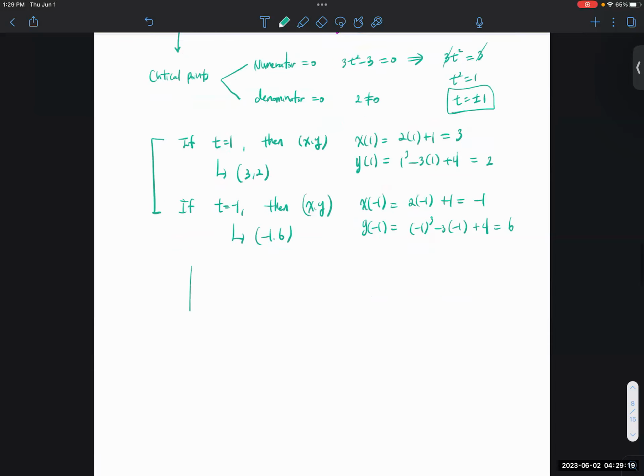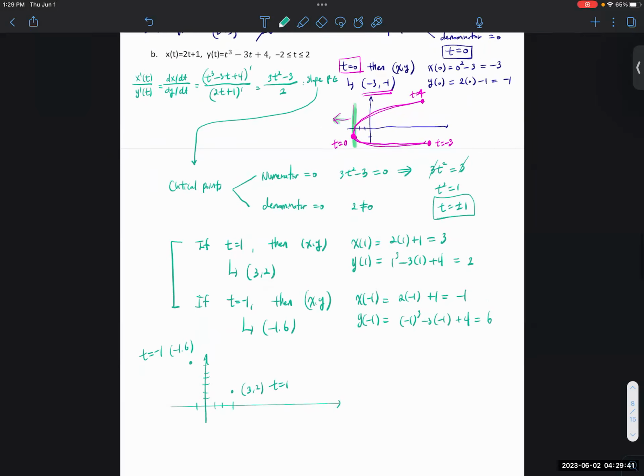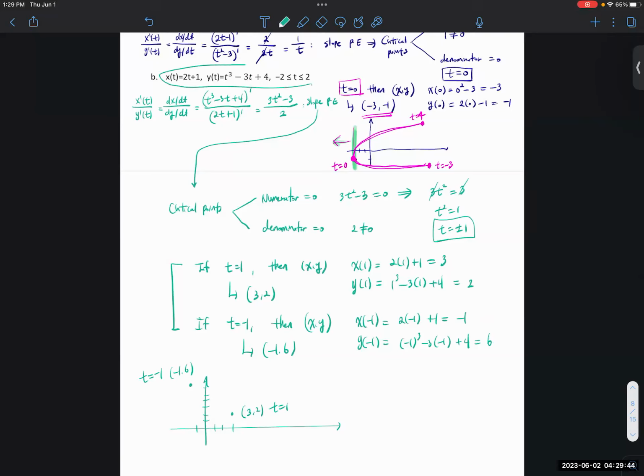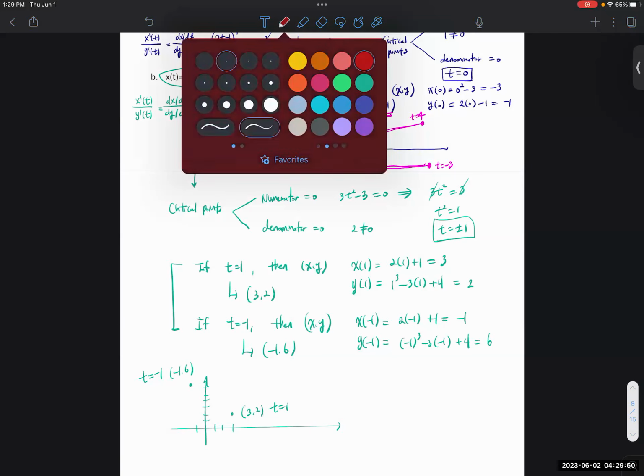So let me graph it. So we have 1, 2, 3, 2 here. This is 3, 2 when t equals 1. And negative 1, then 1, 2, 3, 4, 5, 6 right there. So this is 6, t equals negative 1. And actually, if you create this equation, you're going to create a table and graph it, you will get this information. You will get this shape.